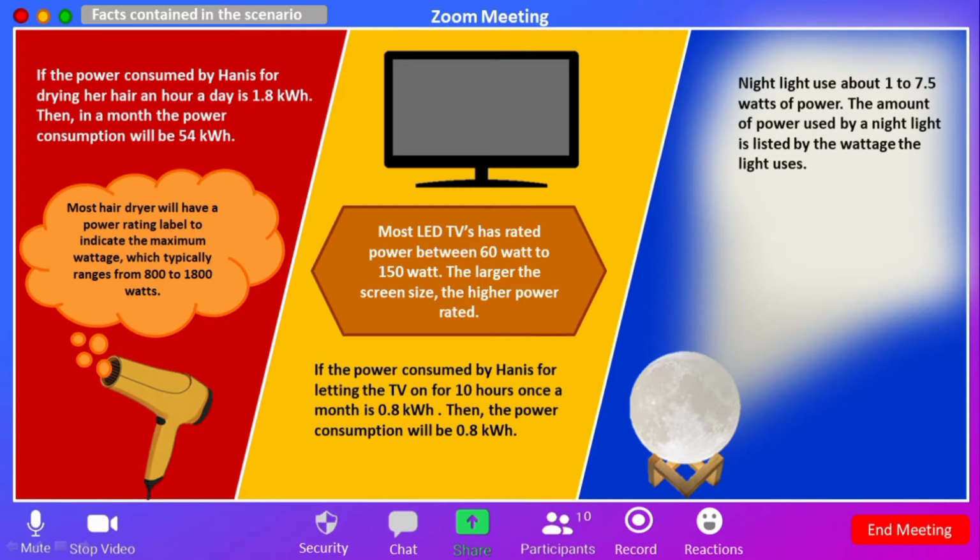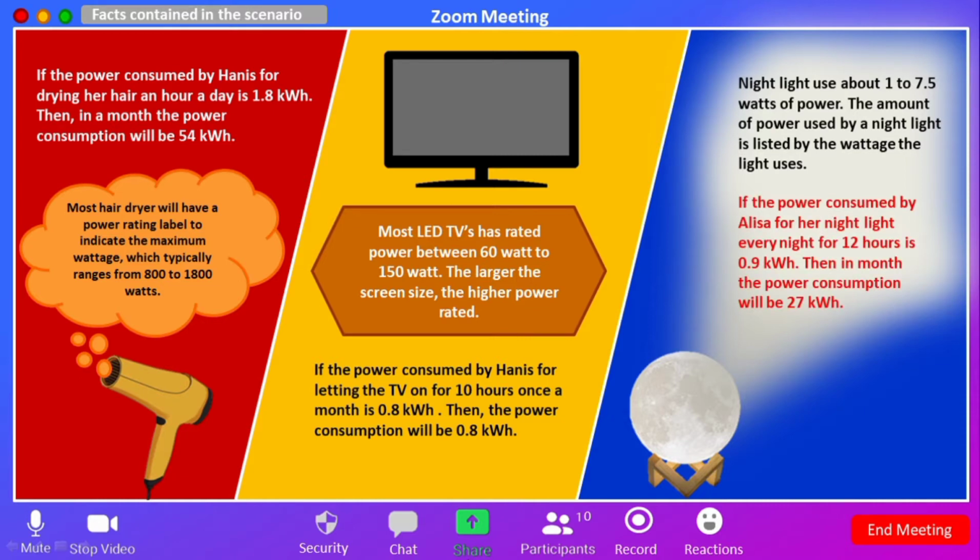Then, a nightlight only uses about 1 to 5 watts of power. The amount of power used by a nightlight is listed by the wattage the light uses. So, if the power consumed by Alisa for her nightlight every night for 12 hours is 0.09 kilowatt hour, then in a month the power consumption will be 2.7 kilowatt hour.